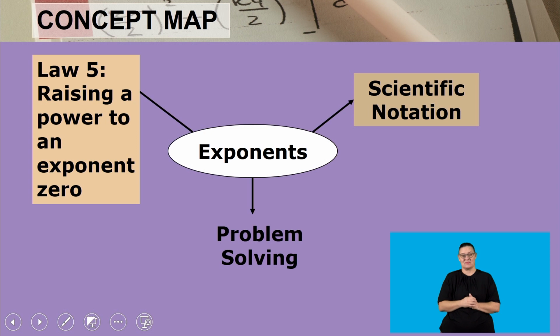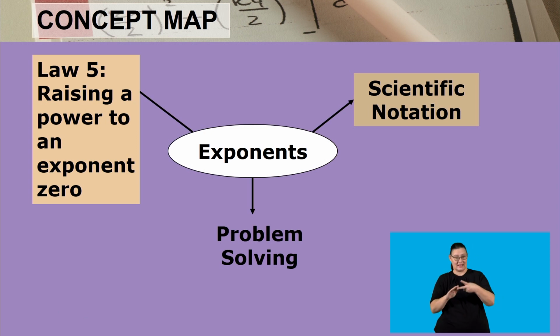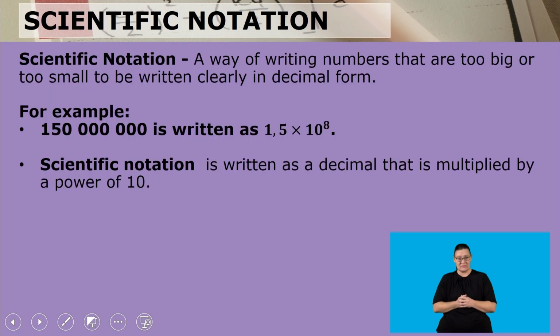Now let's move on to the second concept in our concept map, and that is scientific notation. So now that we've learned all our exponent laws, we can apply these laws also within scientific notation. So what is scientific notation? Scientific notation is a way of writing numbers that are too big or too small to be written clearly in decimal form.